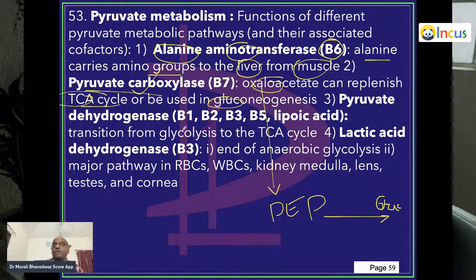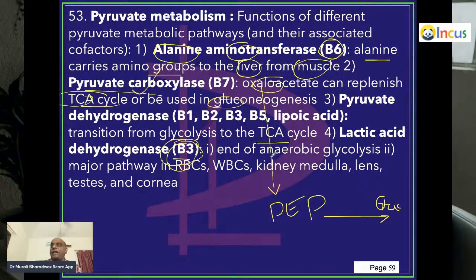Pyruvate dehydrogenase, which has vitamin B1, B2, B3, B5, and lipoic acid, typically converts pyruvate into acetyl-CoA, and that's how it enters into the citric acid cycle. Then you have lactate dehydrogenase. When pyruvate becomes lactate, lactate dehydrogenase is the one which works. And during the process, NAD plus becomes NADH. And that NADH requires nicotinamide. That's the reason vitamin B3 is required for lactate dehydrogenase.